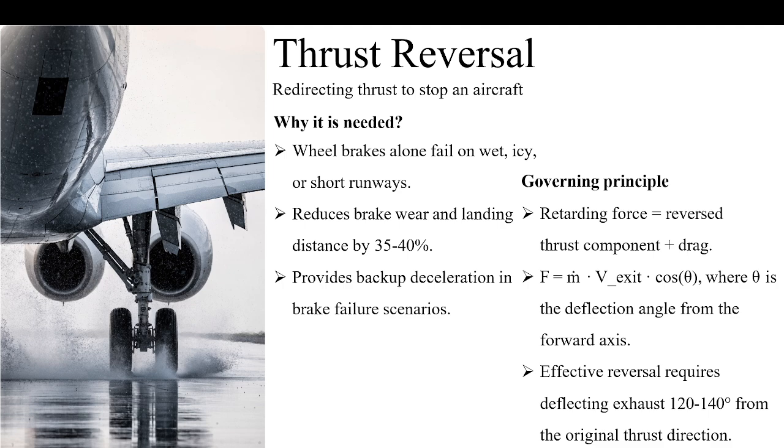To visualize this case, when a jet aircraft lands, there is a parachute coming out behind your nozzle, which is one of the thrust reversal cases, where it creates more drag. This is the governing principle when we talk about the retarding force: the reversed thrust component plus drag. It is the bonus of the drag. Generally we do not expect any drag, but at high speeds the aircraft should be decelerated very fast. Along with the drag, we require the thrust reversal.